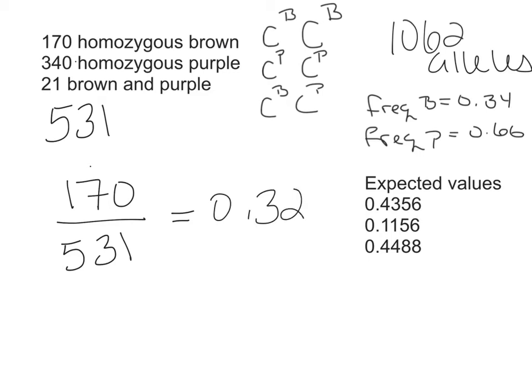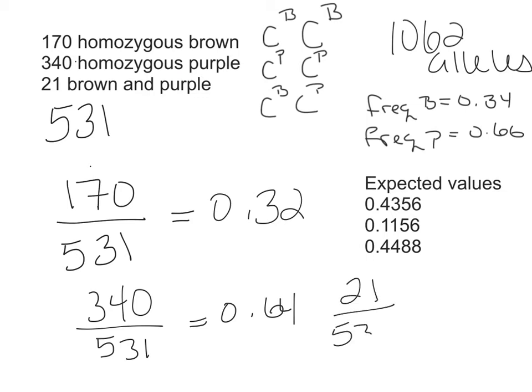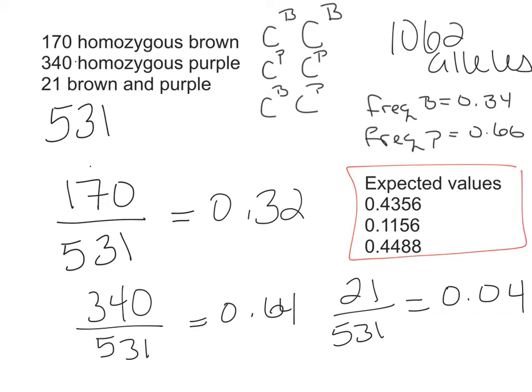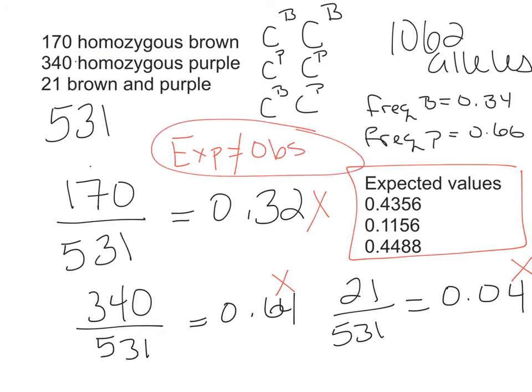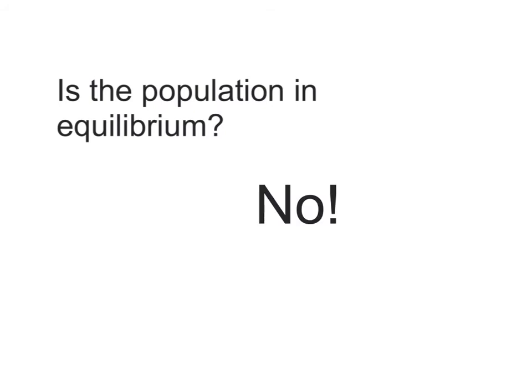0.32. And when we do the homozygous purple, we're going to see 340 of those divided by our total population, frequency of 0.64. And then the heterozygote, we have 21 individuals divided by 531 in our population, gives us a frequency of 0.04. So now we need to compare these to our expected values that we calculated using the Hardy-Weinberg equation, and we can see that none of these values line up in any way, shape, or form. So because our expected do not equal our observed, this population is not in Hardy-Weinberg equilibrium.